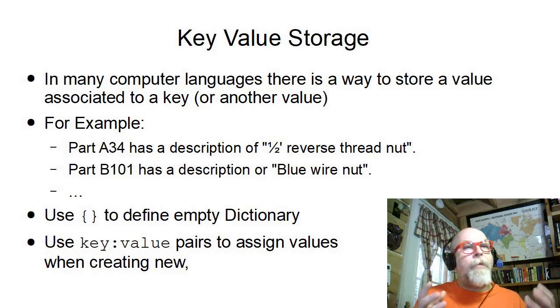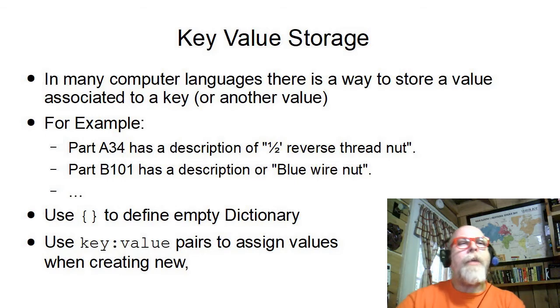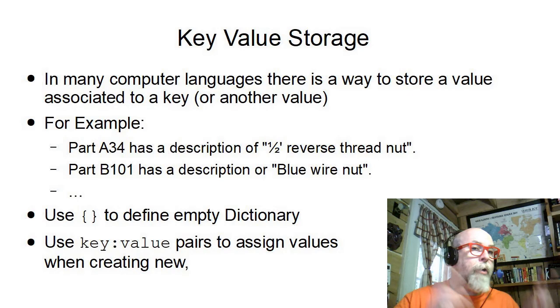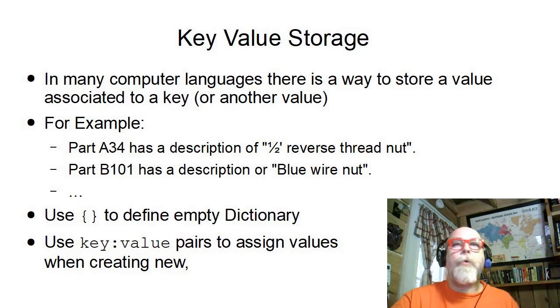We've looked at lists and we've looked at tuples where we use a numeric index to get and receive values, or you've seen arrays in other languages. But with a key value storage, we use a string or some other value to associate another value to it. Lots of different languages do it different ways. PHP does it one way, and C++ does it another way using something called a map. But in Python, it's called a dictionary.